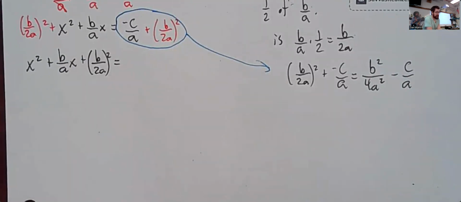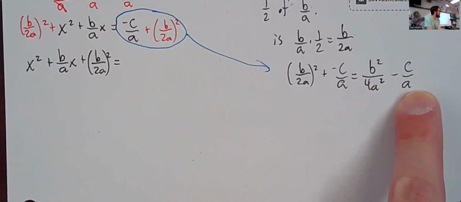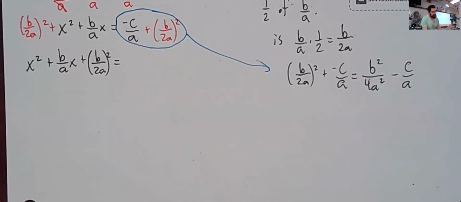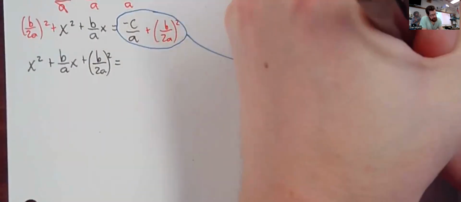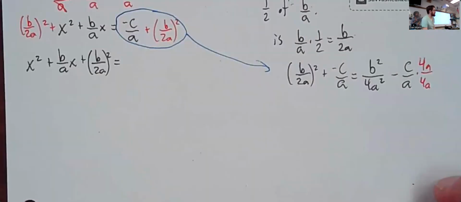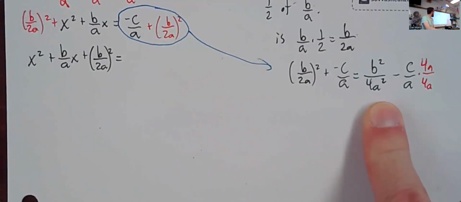4a, right? We already have one factor of a. So if we multiply by another factor of a, that would be a squared. And we also need the 4. So if we multiply numerator and denominator here by 4a, that will give us the common denominator of 4a squared.